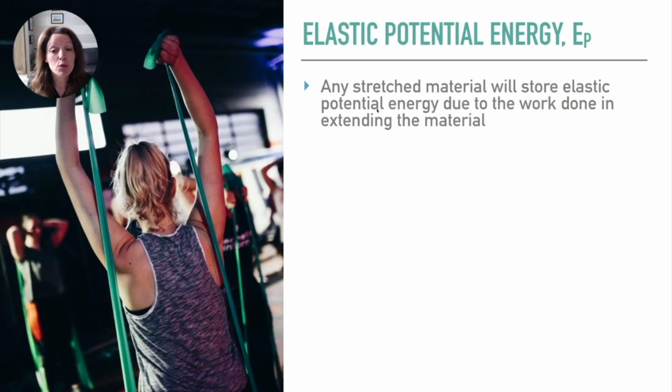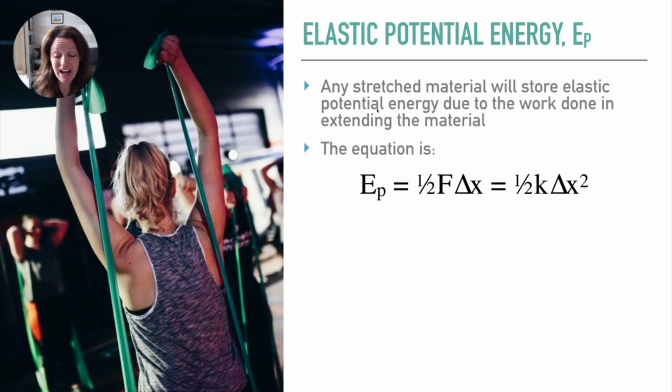Any stretched material will store elastic potential energy due to the work done in extending that material. And that's what we talked about in the last slide. If we're looking specifically at something that's obeying Hooke's law, we came up with the equation half fx for the elastic potential energy. But F equals kx if it obeys Hooke's law. So instead of putting F into that initial equation, let's substitute the F with kx. And we end up with another expression for elastic potential energy, which is a half kx squared. And that's the expression you'll find in your data booklet.